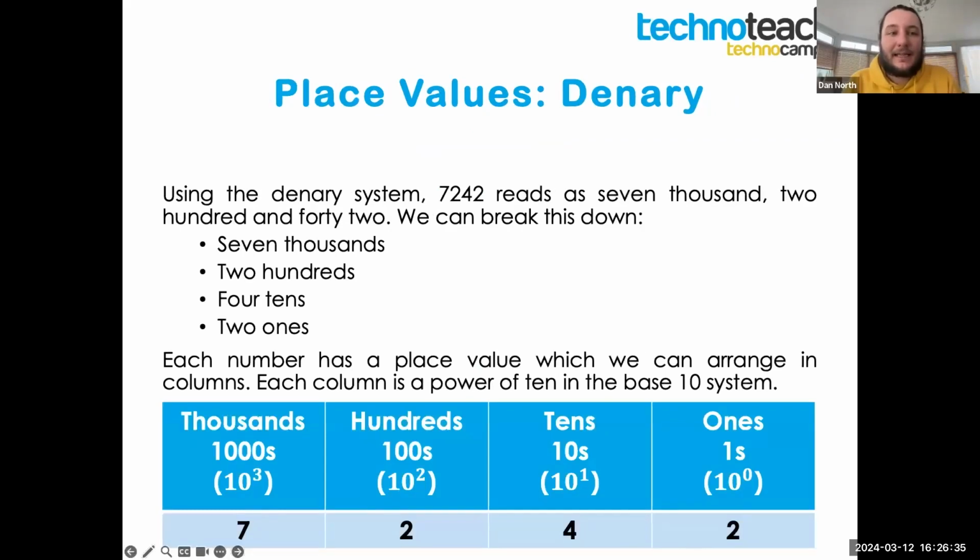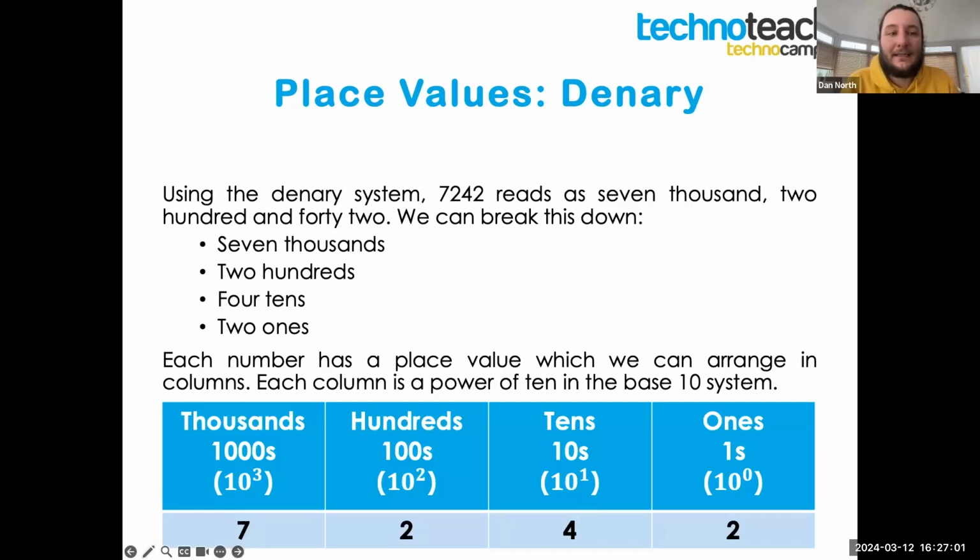Okay, using the denary system then, 7,242 reads exactly as that, 7,242. But we can break this down. We can simplify it. We know what each of these mean. It means that we have 7,000s. We have 200s. We have 4 10s, and we have 2 1s.